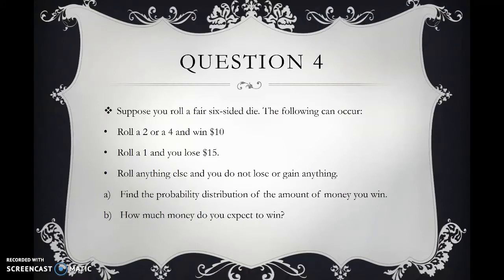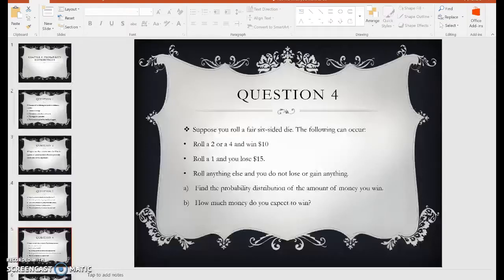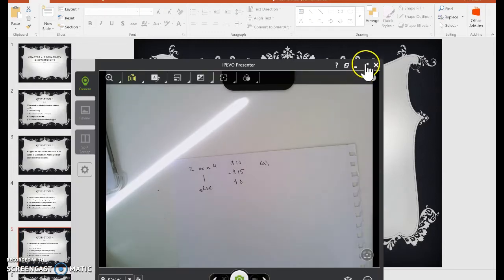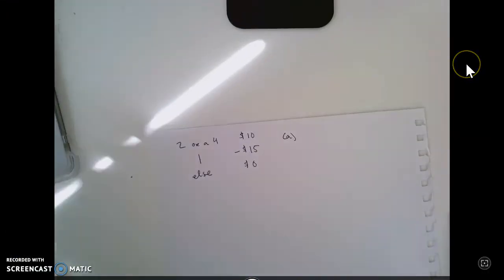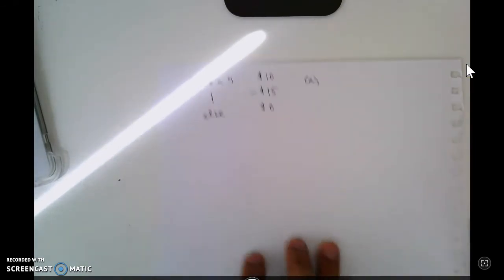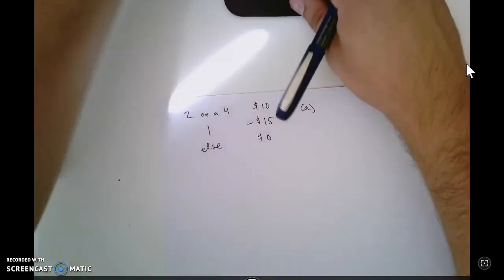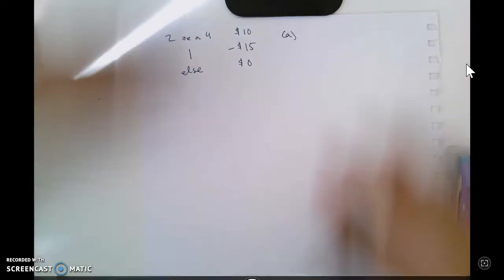Okay, so what I want to figure out is the probability distribution of the amount of money you win. I'll just go ahead and leave it like that. Let me go back here so you guys can see. I wrote down everything that I needed, right? Let me move this a little bit further. Here we go.